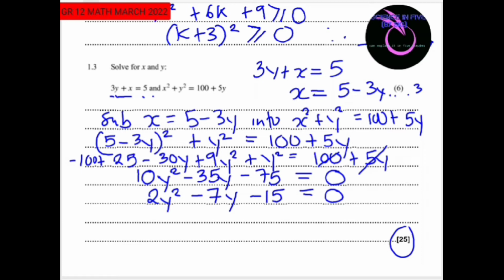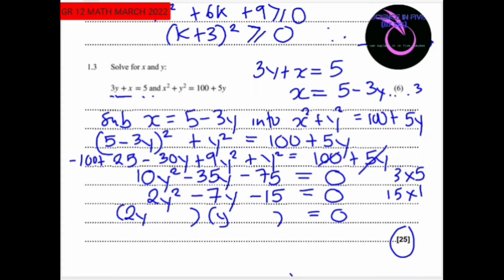I can try to factorize this. If I can't factorize, then I'll have to use the quadratic formula. But can I factorize? Well, the first term should be a 2y in the first bracket, and the second bracket should be y, all of that equal to 0. The last term is 15, so I'm looking at numbers like 3 times 5 or 15 times 1.